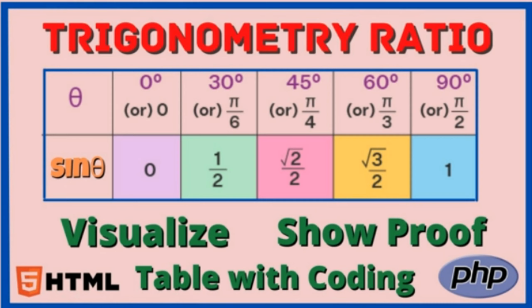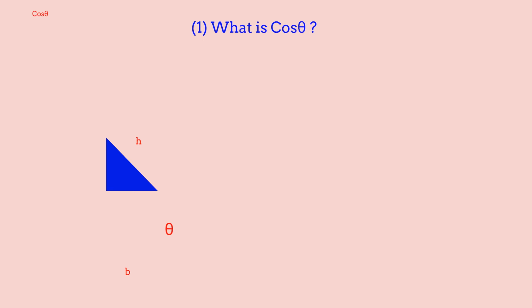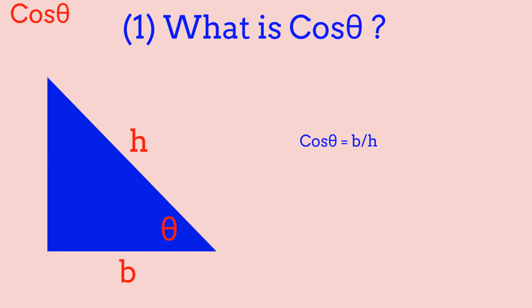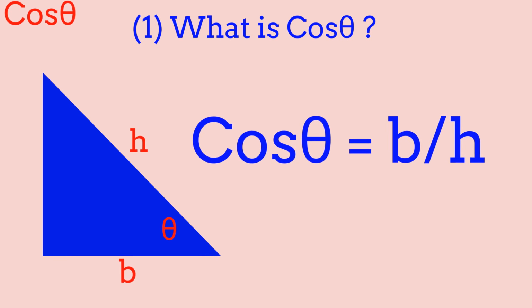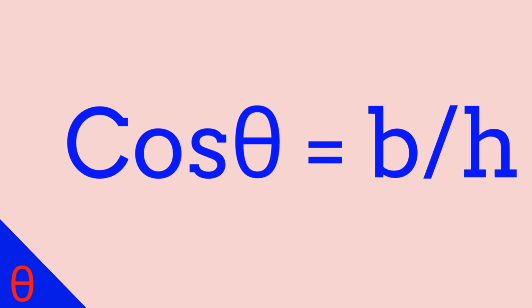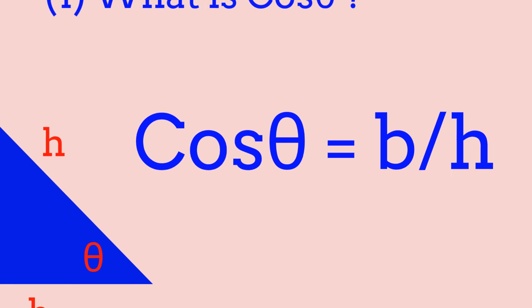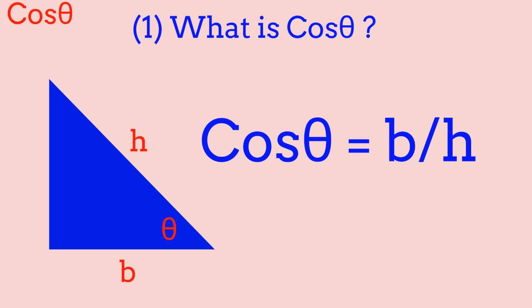So with that out of the way, now let's just refresh our minds of what cos theta actually is. So cos theta is basically b over h, which is the base over the hypotenuse. Or some people like to call it the adjacent over the hypotenuse. And also cos theta is basically the projection of the hypotenuse onto the base. And we're going to be talking more about that in the visualizing part.